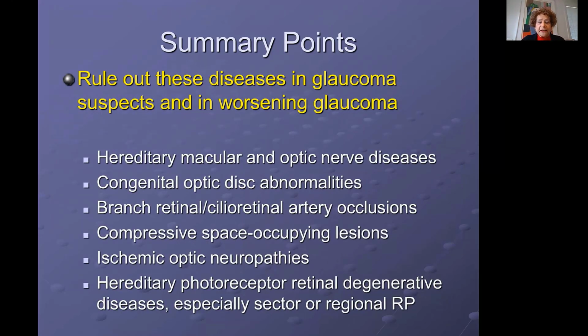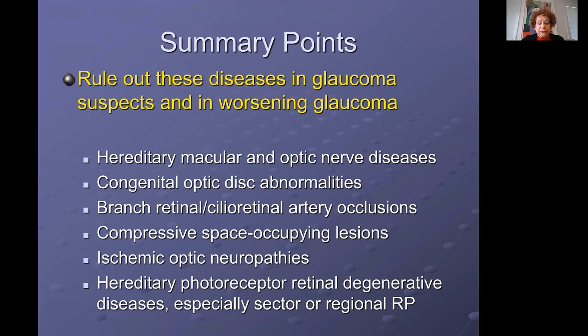The hereditary macular and optic nerve diseases, congenital optic disc abnormalities, and patients with branch retinal or cilioretinal artery occlusions have dense arcuate defects that do not change over time. Compressive space-occupying lesions can cause altitudinal defects, and other glaucomatous type defects as well. Ischemic optic neuropathies, as we showed with that patient who was taking his blood pressure medication before bedtime.